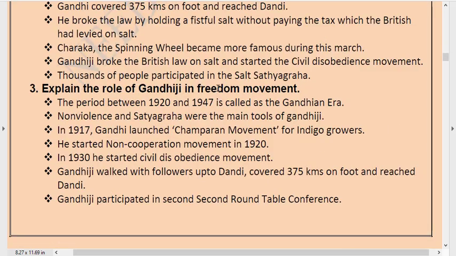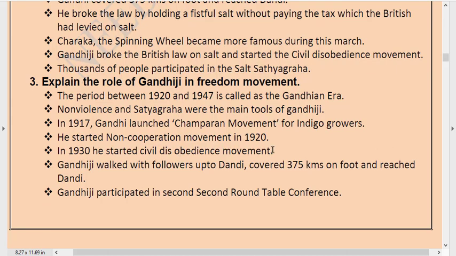The next question, explain the role of Gandhiji in the freedom movement. The period between 1920 and 1947 is called the Gandhian era. Non-violence and satyagraha were the main tools of Gandhiji. In 1917, Gandhi launched the Champaran movement for indigo growers. He started the non-cooperation movement in 1920.